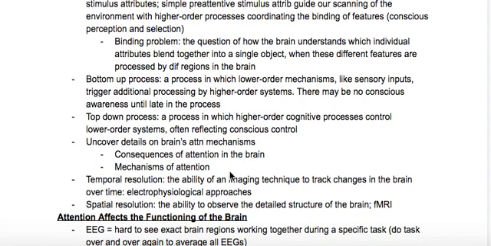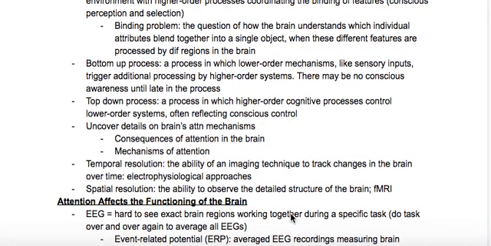We uncover the details of the brain's attention mechanisms based on the consequences of attention in the brain and the mechanisms of attention. Temporal resolution is the ability of an imaging technique to track changes in the brain over time. This includes electrophysiological approaches, whereas spatial resolution is the ability to observe detailed structures of the brain using fMRI. These two are employed to uncover the details of the brain's attention mechanisms.